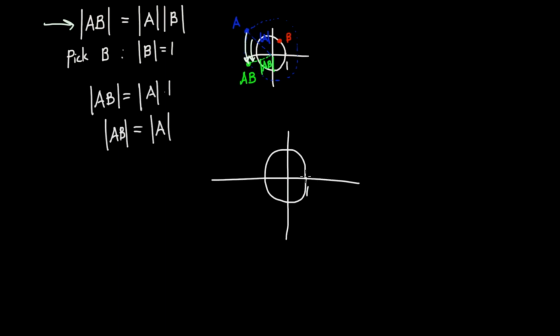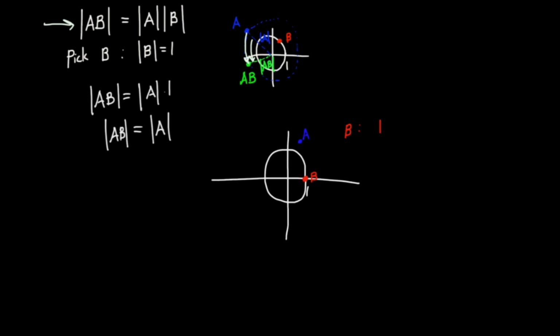For example, if I pick B to be right there, if B is just equal to 1, A times 1 is just going to be A. So that means that by multiplying by this number, which is just 1, we get no rotation at all. That is, if I have some arbitrary point, let's say A out here, that A times B doesn't do anything. It just holds that point there steady at A.